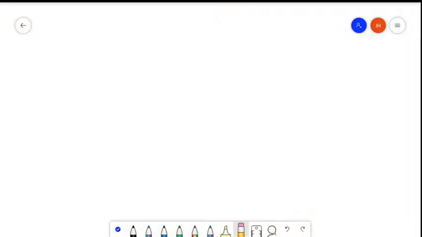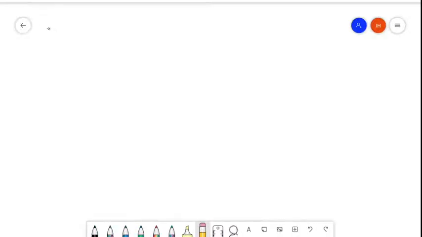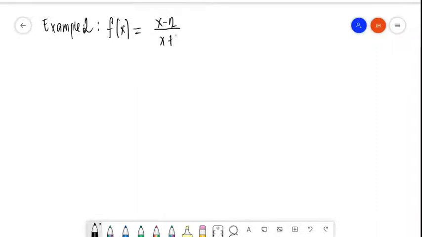Okay, so this time we're going to discuss our example number 2. In example number 2, I'm going to make use of the function which is on your module, which is f(x) equals x minus 2 over x plus 2.